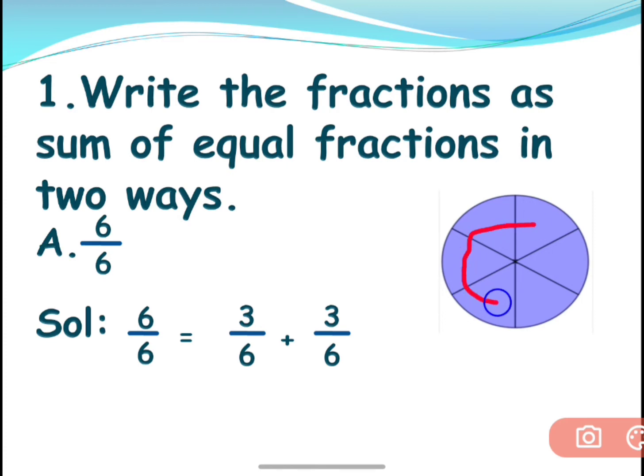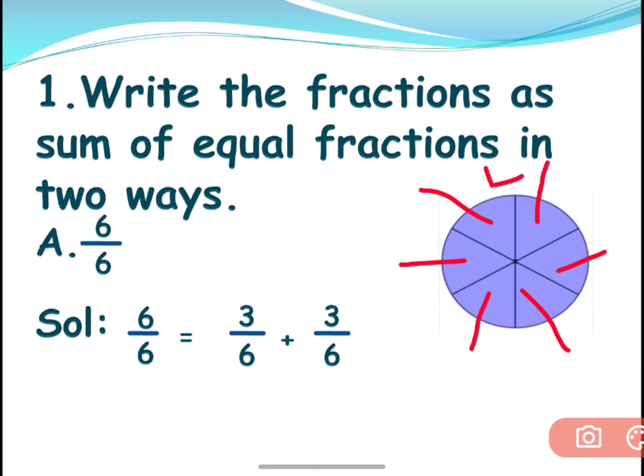1, 2, 3, 4, 5. 5 by 6 and 1 by 6. That is also not equal. But if you take each part children, 1 by 6 plus 1 by 6 plus 1 by 6 plus 1 by 6 plus 1 by 6 plus 1 by 6. So all are equal. 1 by 6 is only, isn't it? So we are writing addition of 1 by 6 plus 1 by 6 plus 1 by 6. So we are writing equal fractions. All are 1 by 6 only, isn't it?